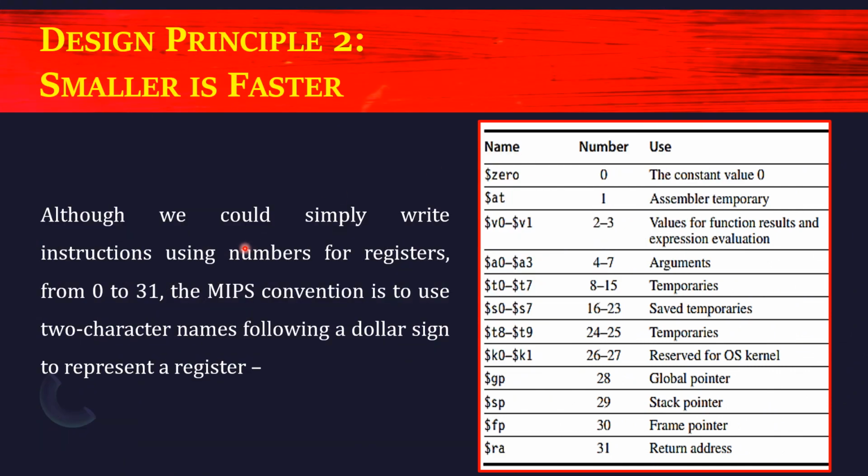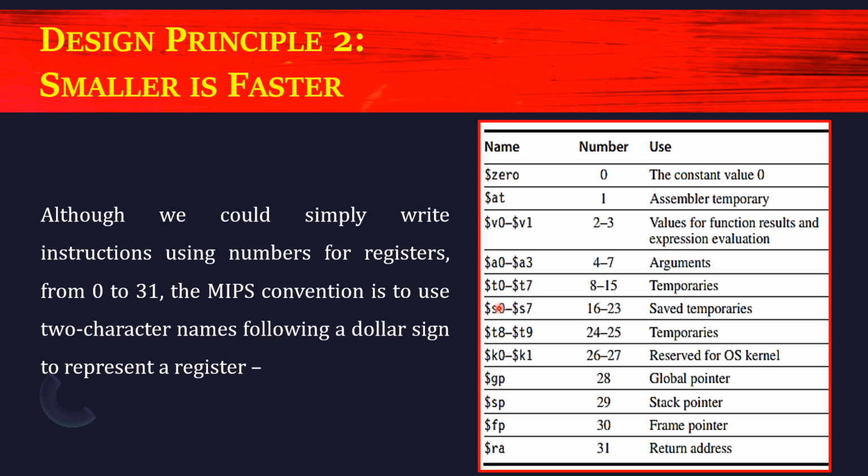So as we said, we'll be having 32 different 32-bit registers in the MIPS architecture. And we can make use of numbers for naming these registers. So we can make use of the numbers from 0 to 31 for naming these 32 different registers. But the MIPS convention is to make use of two character names following a dollar sign to represent a register. So in MIPS, a register is represented by a dollar sign followed by two character names.